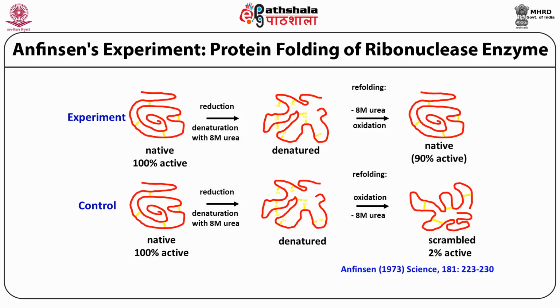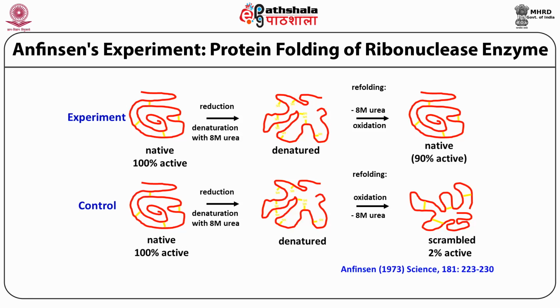In the control experiment, the same set of experimental conditions were conducted up to the denatured state. After the denatured state, for the refolding, oxidation was done first, followed by removal of 8 molar urea by dialysis. What do we find now? We now find that almost all the molecules are in a scrambled state and just 2% of it is active. What is it that has happened?